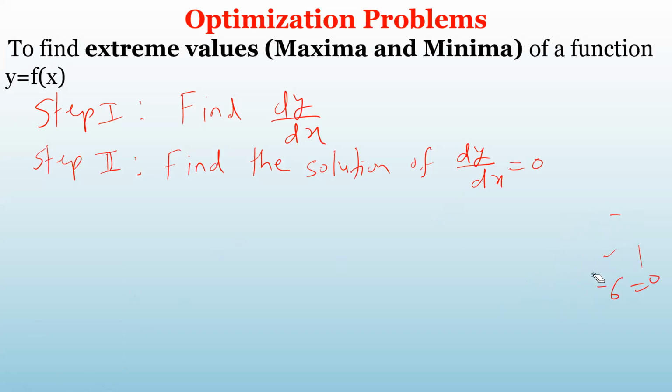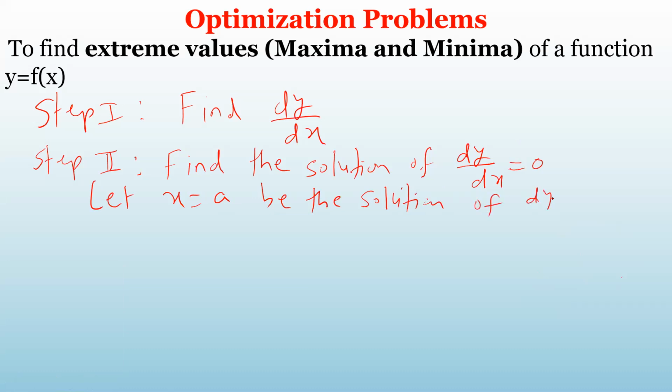So I hope you have understood the second step. First step, take the first order derivative. In the second step, equate that first order derivative to 0. You will get an equation and you have to solve that equation. Suppose x is equal to a is the solution of dy by dx equal to 0. Then we move to the third step.